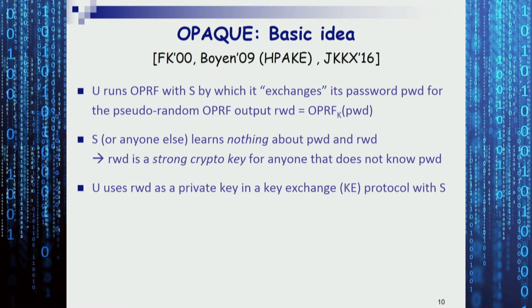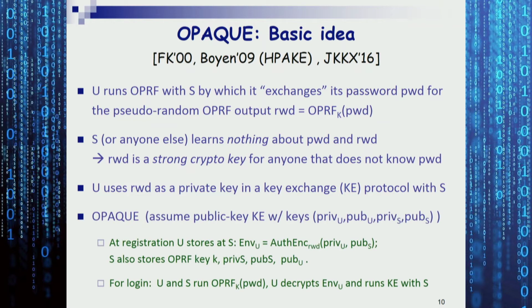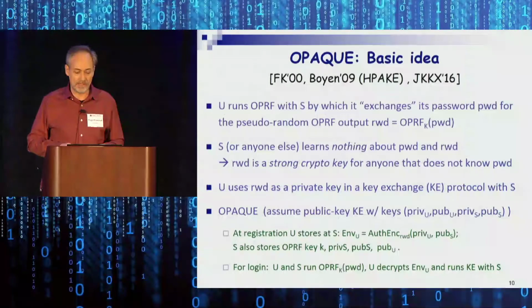So now that the user has a strong cryptographic key, it can use it as a private key in a key exchange with the server. Okay? So that's everything. It's a key retrieval stage, and then using that key to bootstrap a key exchange session. In the case of OPAQUE, we will build OPAQUE on the basis of any OPRF and any key exchange protocol. We'll be looking at public key exchange protocols where the user will have a public and private pair. The server will have a public and private pair.